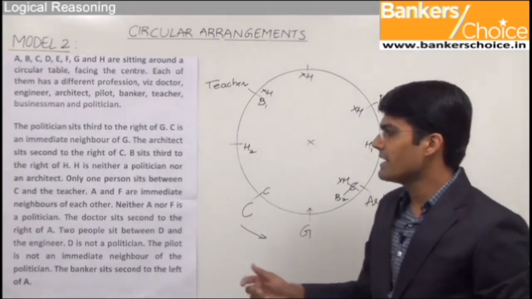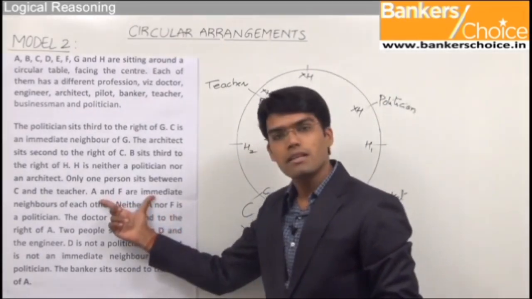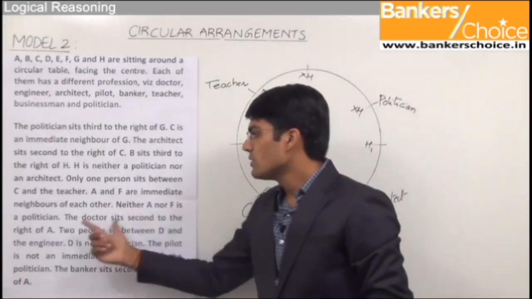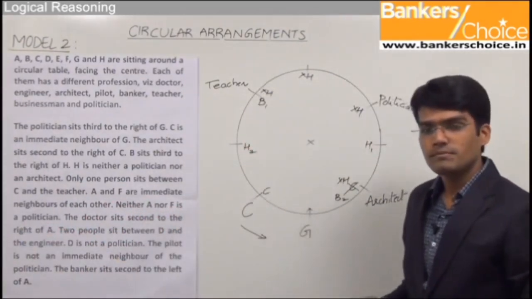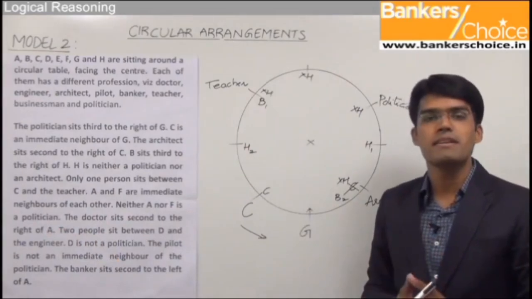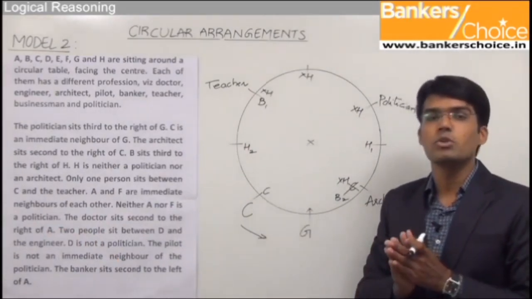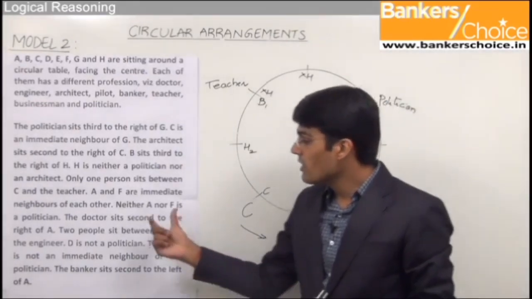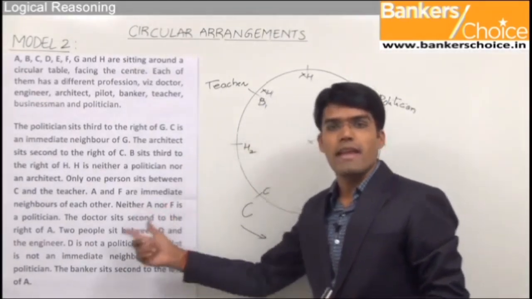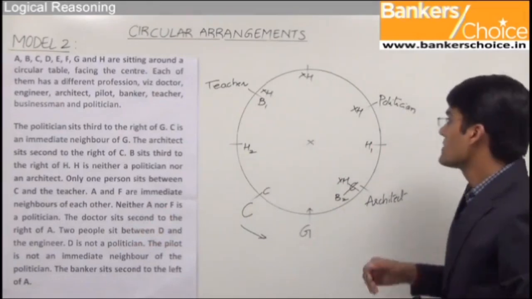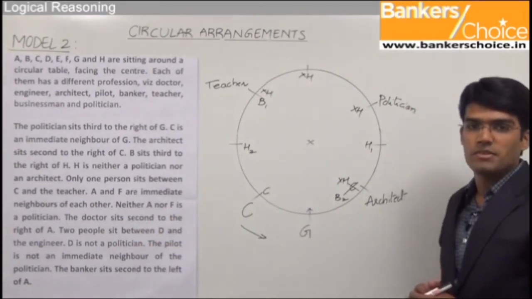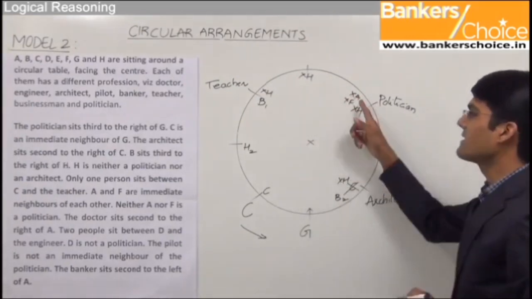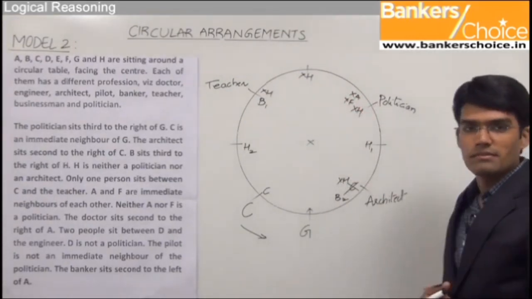Let us now take the next statement, that is A and F are immediate neighbors of each other, and also neither A nor F is a politician. So we know that A and F are immediate neighbors. That means they should come in two consecutive places on the circular table. And at the same time, we also know that neither A nor F is a politician. Now since politician is already fixed in this position, we can say that A and F cannot take this place, as neither of them is a politician.